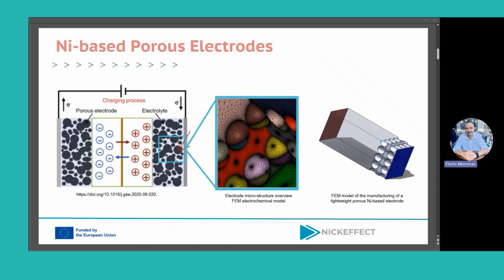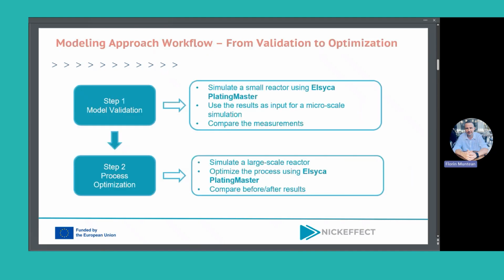This is where simulation becomes a valuable tool. It allows us to analyze and optimize the electrodeposition process virtually, saving time and reducing the need for costly trial and error in the lab. In this webinar, I will guide you and explain the flow we used and how simulations were applied to optimize the manufacturing cell for such a porous microstructure.